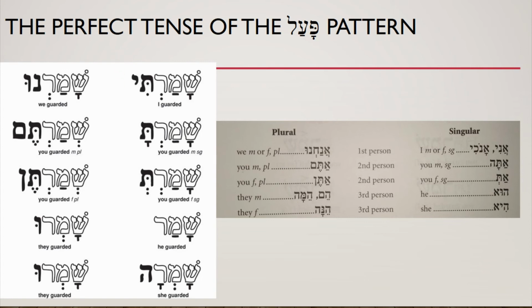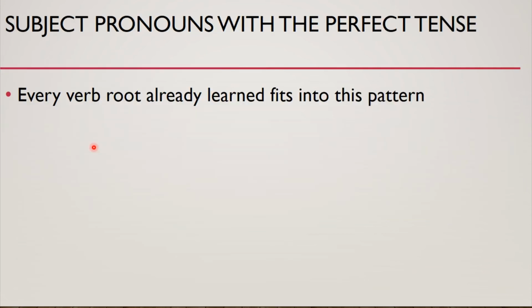So this is the perfect tense of the Pa'al stem. And this is just a point of clarification that every verb root that we've already learned fits into this pattern. In fact, almost all the verbs we're going to learn in this book have a Pa'al stem variation. Not all the verbs. Some verbs only appear in a different verb stem, but we'll get into that in later chapters. But all the verbs that we've learned, and most all the verbs we're ever going to learn in this book, are going to have a Pa'al stem perfect tense pattern that's going to follow very similar rules to what we just learned.